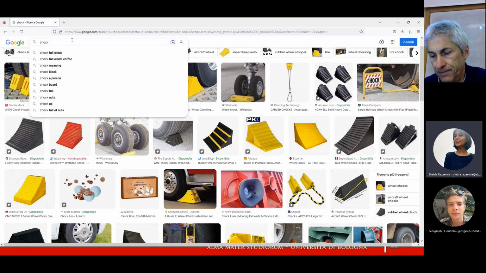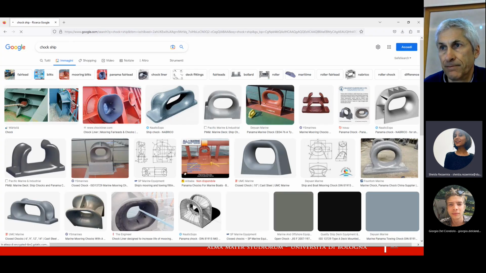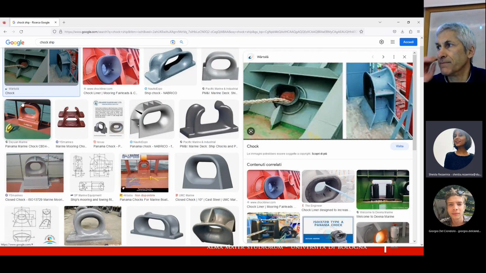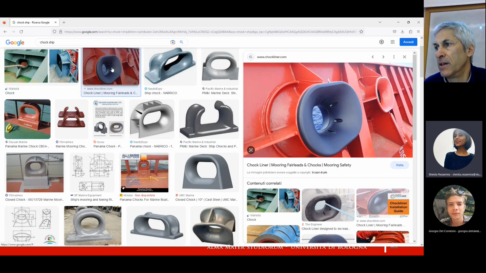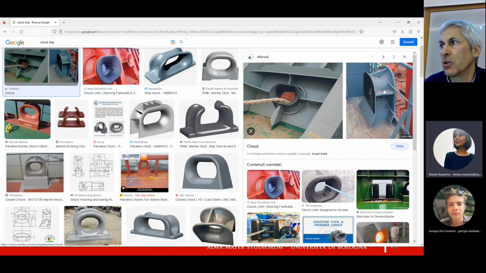Chock ship. Okay, here we are. You see a chock here. The spring line going through the side of the ship through the chock. Okay, and this is another one. And here, in correspondence of the chock, you see that the spring has an angle. And when we compute the mooring forces, we have to take into account how the spring runs between the two extremes, on both the ship side and the berth side.